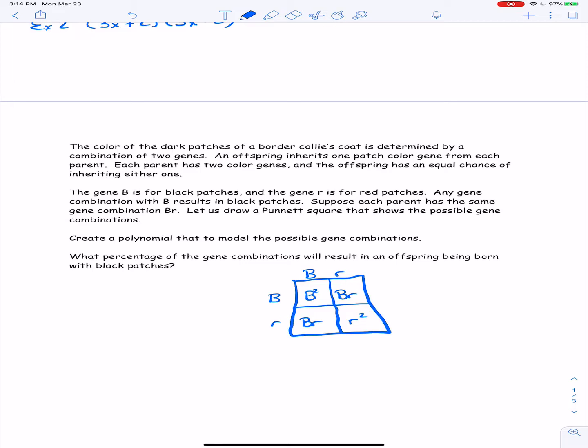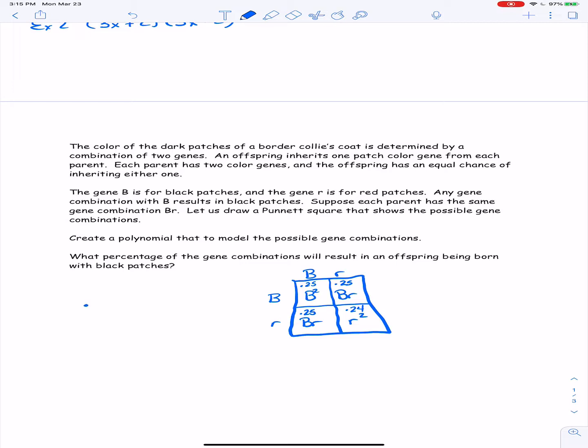But we're going to look at this real quick. And if we look at this, we have 4 squares, which means we have 1/4 of each chance. So we have a 25% chance here to get B squared. We have another 25% chance here, another 1/4 chance here, and then we have another quarter here. So let's write a polynomial using this information.